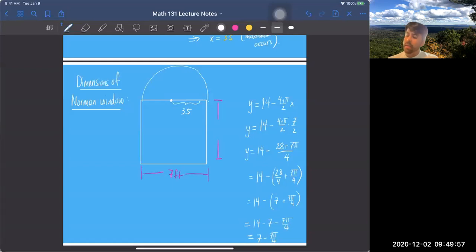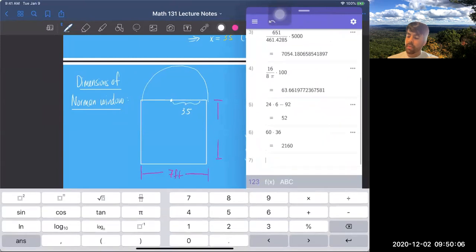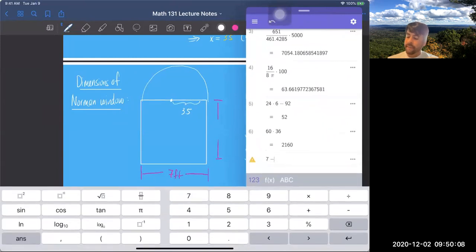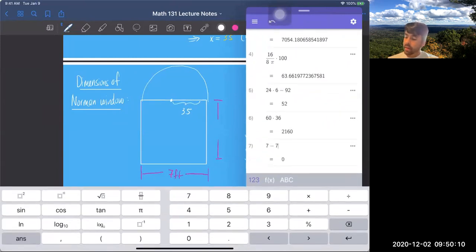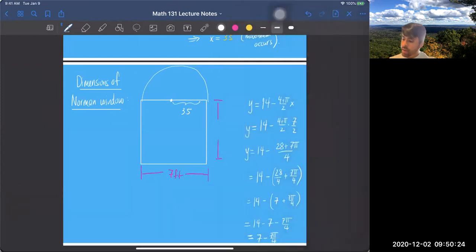But of course, we're not going to say, hey, this is 7 minus 7 pi over 4 feet long. We're going to probably use a decimal expansion here. So I would say this is 7 minus 7 pi over 4. And I get 1.509. Now that's a little strange.